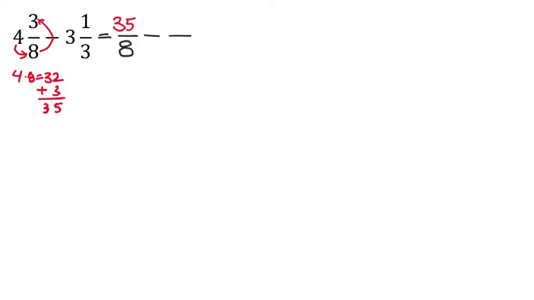but cycle method on the 3 and 1/3 as well. So 3 times 3, which is 9. And then cycle up to the 1 there, meaning we're going to add the 1 to make that 10. So that ends up being 10 in the numerator, 3 in the denominator. How did I know that's going to be 3 denominator? Because it just keeps the denominator that was with it already. So now I have 35/8 minus 10/3.